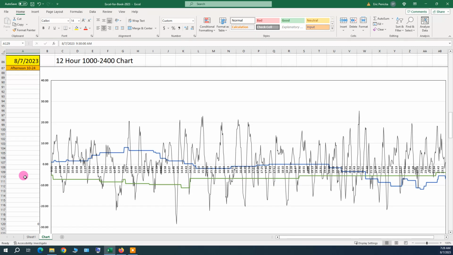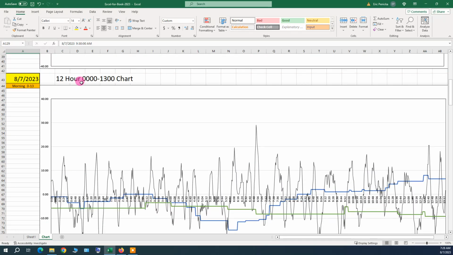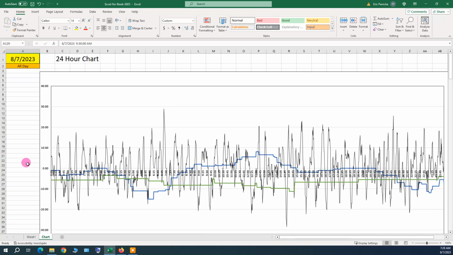And then we have the 12-hour chart. This is the afternoon chart. It goes from 10 o'clock to midnight. Then we have the morning chart. It goes from midnight to 1300 or 1 o'clock. And then we have the chart for the day, which gives you the full 24 hours with the gray, green, and blue line. And this is the main pull down tab here where you can select the start date, and it'll plot this particular date and also adjust the weekly, monthly, and everything else.